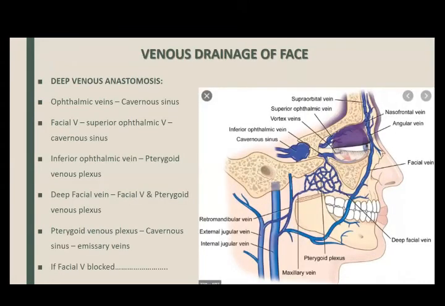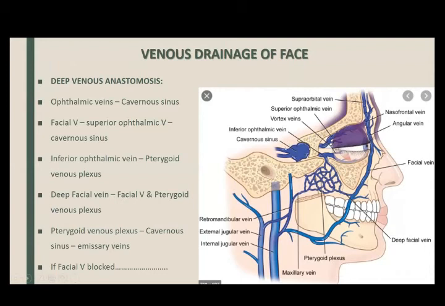अच्छा जी, so अभी हमने mention किया था कि the problem with the venous drainage of the face is कि it communicates with venous sinuses, it communicates with venous plexuses and deep veins. पहले let me make you familiar with things. ये बेटा, this is the cavernous sinus.